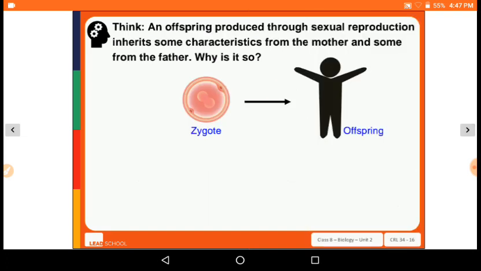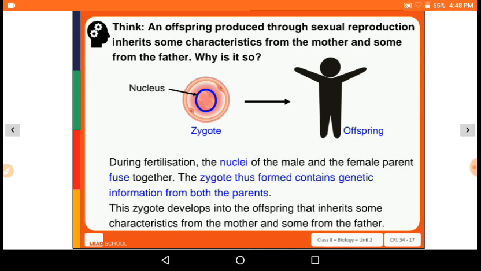Then, an offspring produced through sexual reproduction inherits some characteristics from the mother and some characteristics from the father. Why is it so? When the offspring is formed from the zygote, during fertilization the nuclei of the male and the female parent fuse together. So the zygote thus formed contains genetic information of both the parents. That's why the zygote develops into an offspring that inherits some characteristics from the mother and the father.